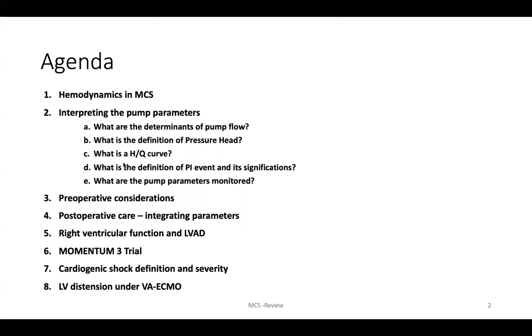We'll go over the MOMENTUM 3 trial, and we'll talk very briefly about the cardiogenic shock definition and the SCAI classification, and we will end with some consideration about LV distension under VA ECMO. So without further ado, I will start.